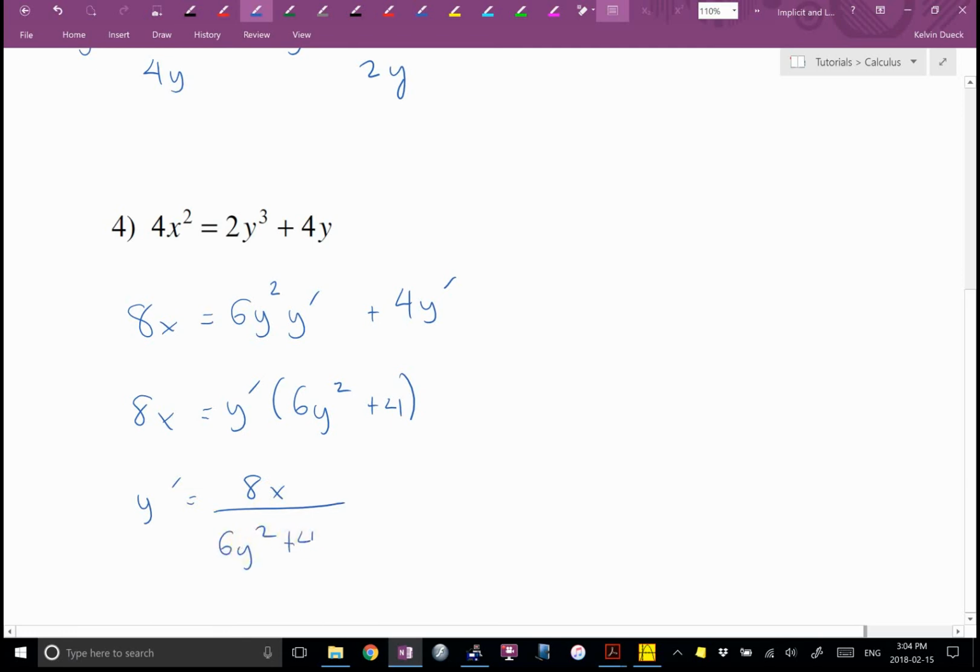6y squared plus 4. Now, I also noticed there is a 2 in everything. In fact, maybe on this line, before even starting, I should have gone divide by 2, divide by 2, divide by 2, because I also am willing to guarantee that if this was a textbook question, they would not have that as the answer, because that is not a fraction in lowest terms. They would factor a 2 out from the top and a 2 out from the bottom, and so they would write this as 2 bracket 4x all over 2 bracket 3y squared plus 2. Then they would cancel out the 2s, and you would have 4x over 3y squared plus 2. I should have caught that there was a GCF at the very beginning and factored it out or canceled it out.